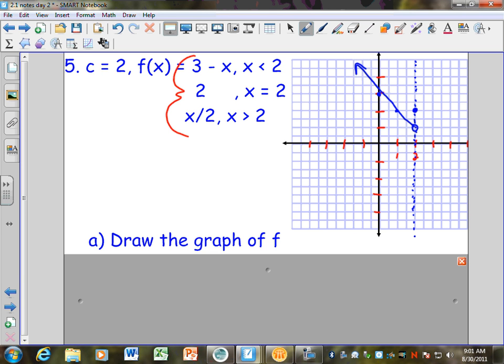Does that make sense? And then greater than 2, I need to graph x over 2. So you could just pick some points over here. I just always say, well, that would be a y-intercept of 0, up 1, over 2, up 1, let's see, that would be right there, up 1, over 2, up 1, would it just be like another line like that? Also, open circle right there.